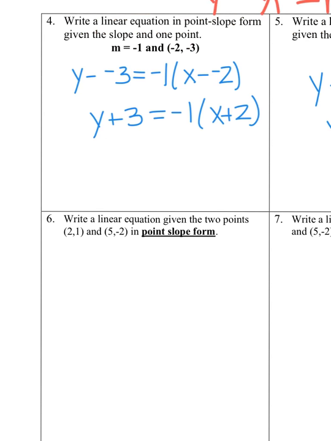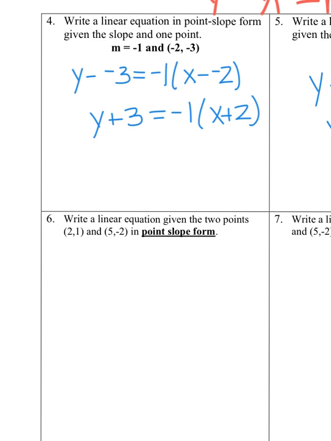Okay, so for number 4, when you substitute everything in, you're going to start to see a lot of double negatives. And what we want to do is simplify those double negatives. So we have y minus -3, which turns into y plus 3. And we have x minus -2, which turns into x plus 2.